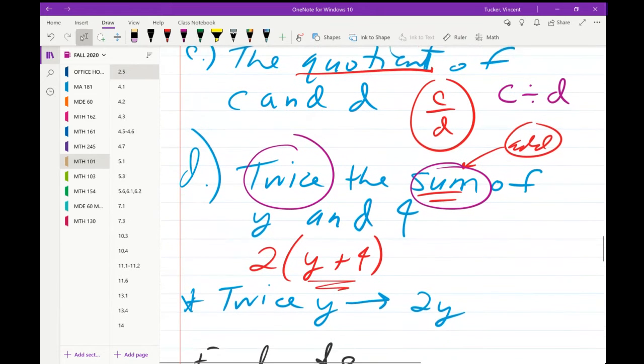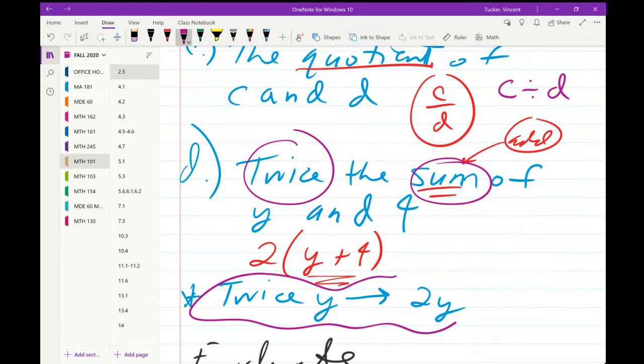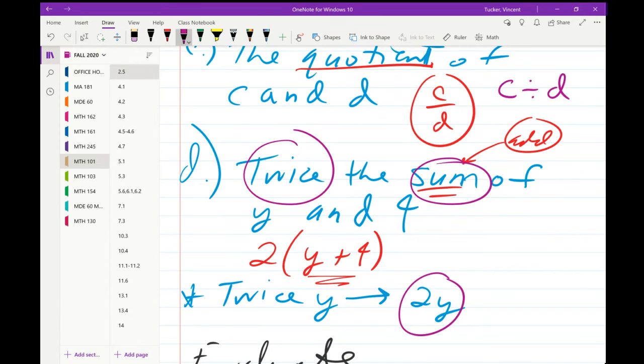All right. And then here, I was just emphasizing the difference between twice in the term and twice in the sum of. So if it just said twice y, then that's 2y. But here it says twice the sum. So that's why you needed those parentheses.